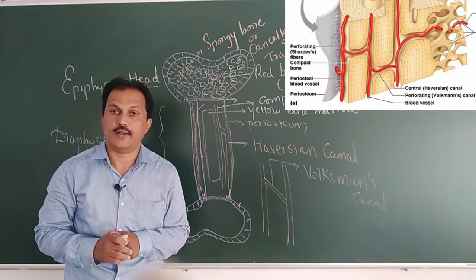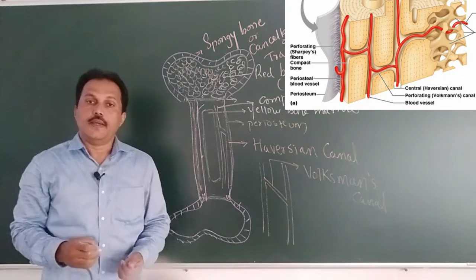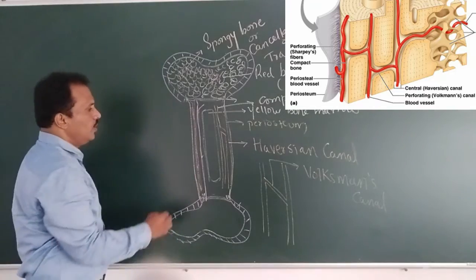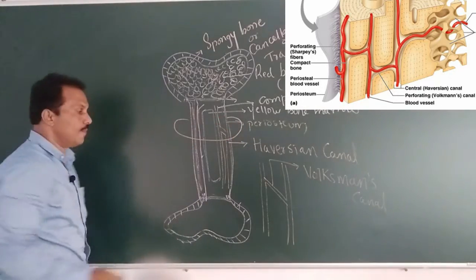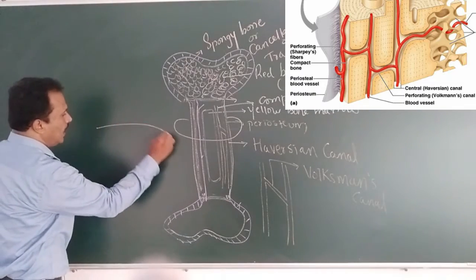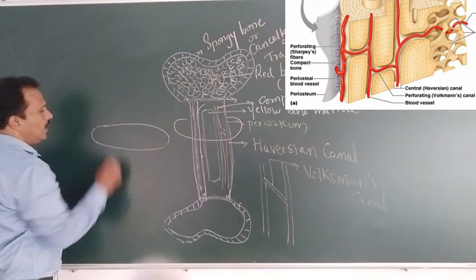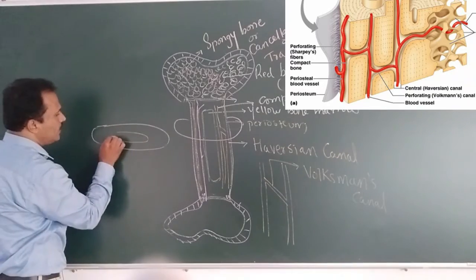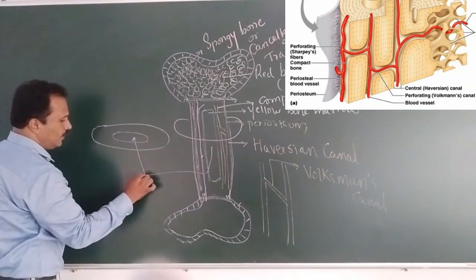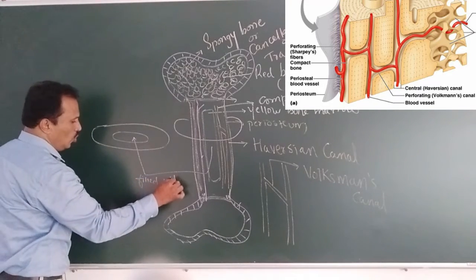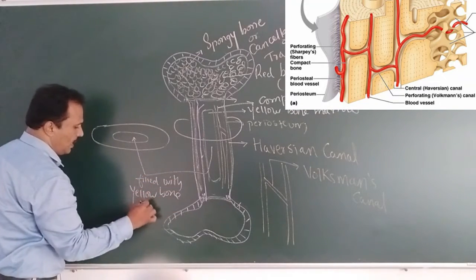I hope that you might have understood this entire thing. In this picture, if you take the cross section of this area, how will it appear? It will appear like this. This is the cross section. Inside this is the cavity, and it is filled with yellow bone marrow.